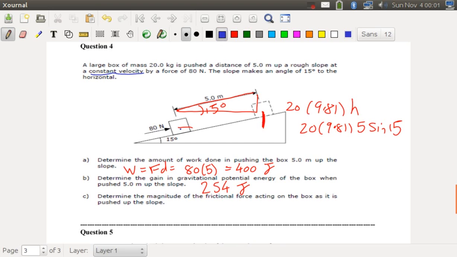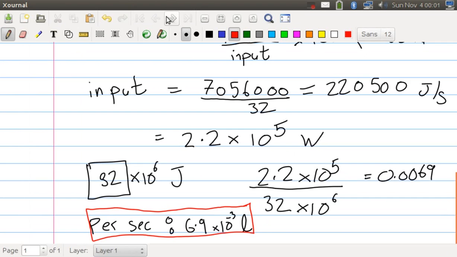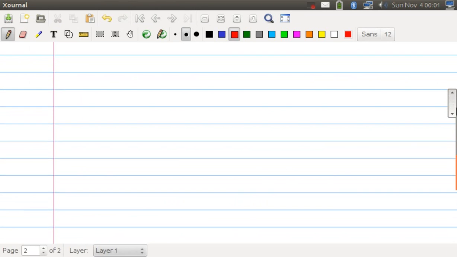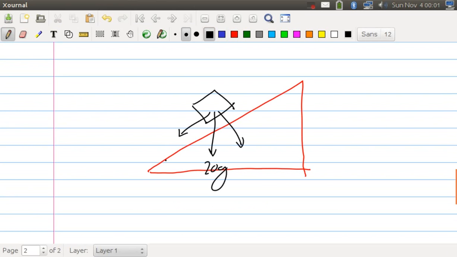So if we look at the block here, we have the downward weight here, which can be broken up into this component and into this component. So maybe I'll actually draw that. There's our block, and it has weight of 20g, and that can be split into two parts here. If that's 75 degrees, if we make the triangle here, then that one there, that would be 65. Yes, that's right, that's 65. So then this one here would have to be 15 as well.